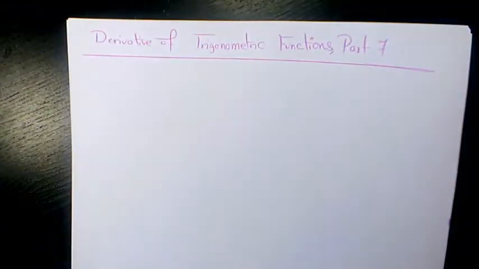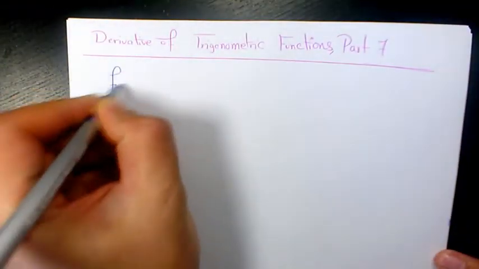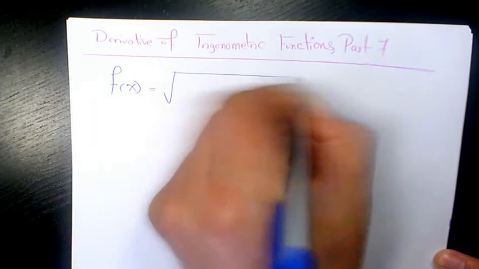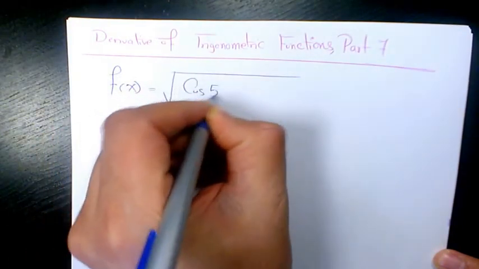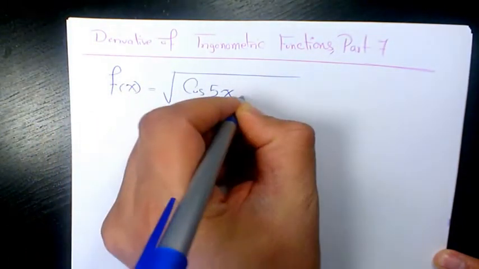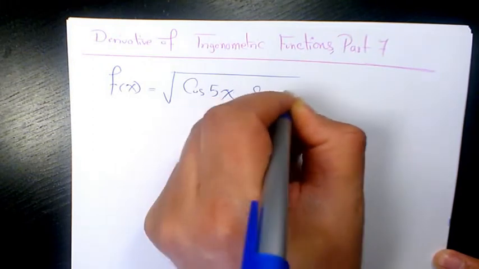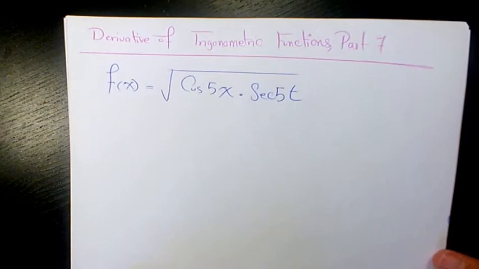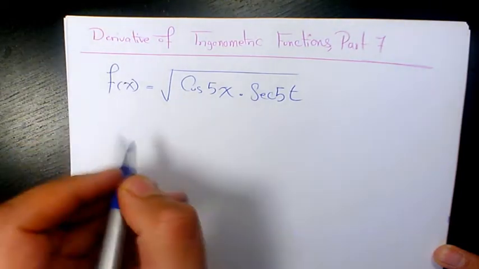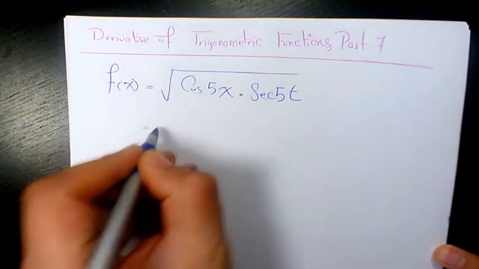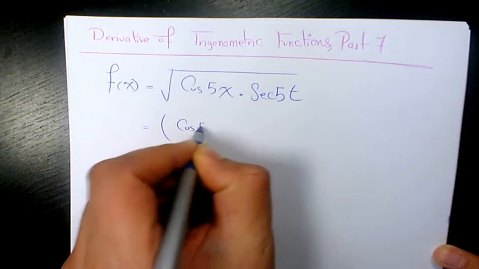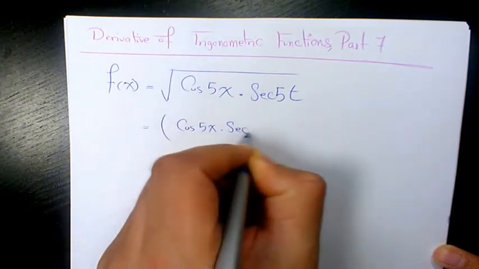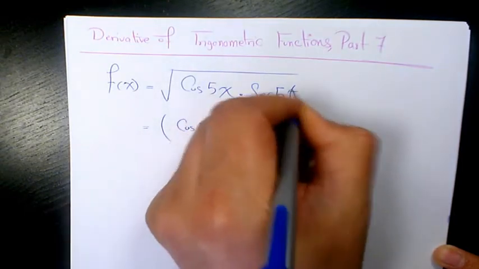So the first example I'm going to show you is f of x equals the square root of cosine 5x times secant 5x. I'm going to show you two different ways to do it. First of all, square root is the same as to the power of 1/2.